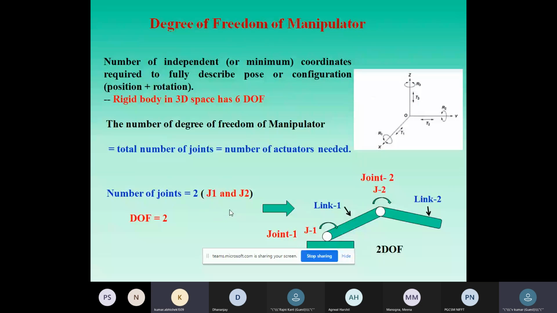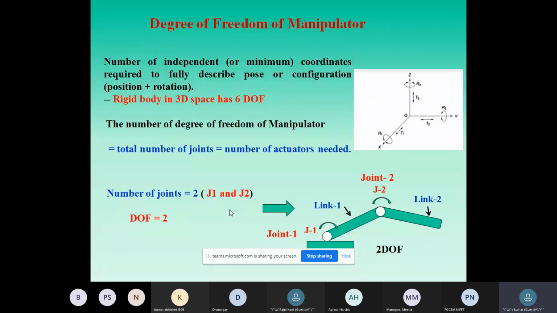No. Achha. The number of independent coordinates required to fully describe the pose of a body is called the degree of freedom of that body. For 3D space, we need 6 degrees of freedom to describe the object: 3 for translation and 3 for rotation. Total 6. For a manipulator, degree of freedom is defined as the number of joints, or number of actuators, the manipulator has. That is called degree of freedom.